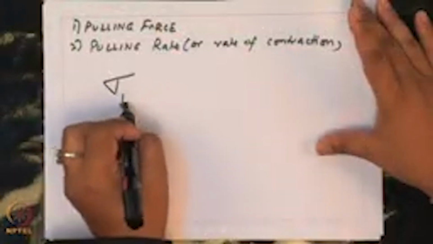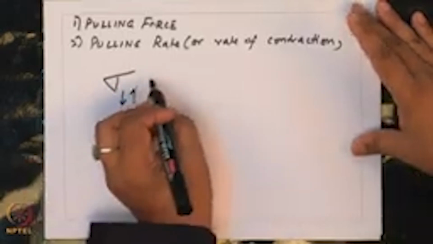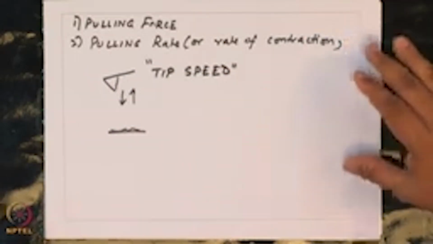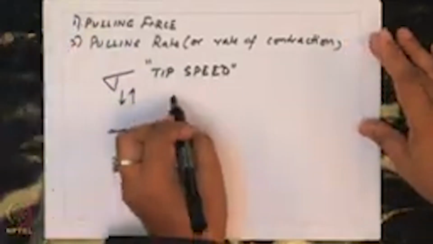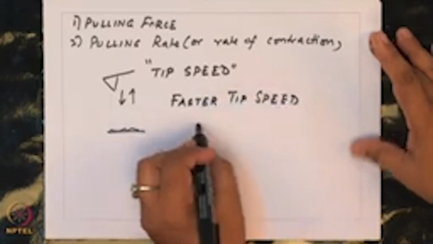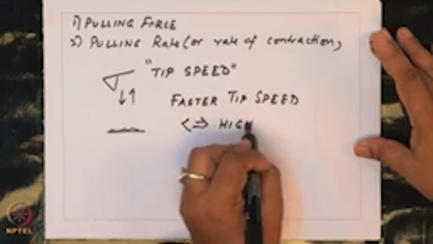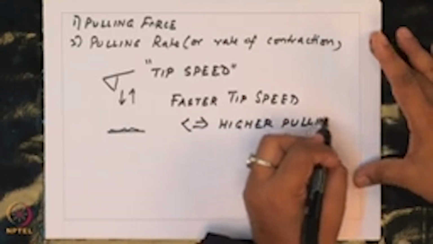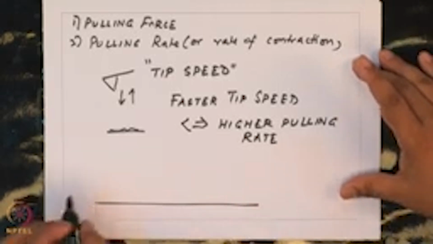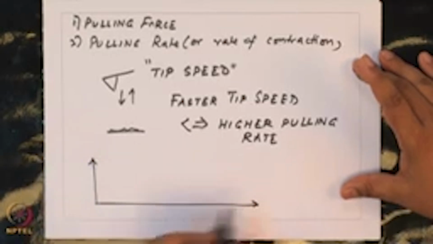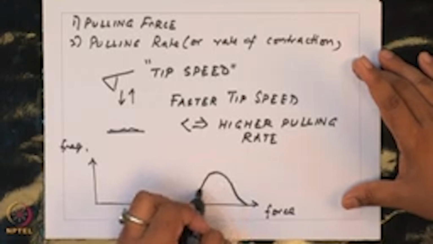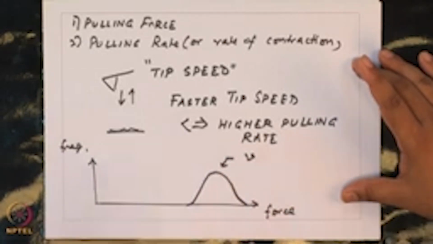One way of designing that experiment would be: you have your protein and what you change is the rate of pulling, or the tip speed. If you change the tip speed, you can simulate it: a faster speed is equivalent to a higher pulling rate. This is my force and this is my frequency, let us say for a given domain, at a certain tip speed v.